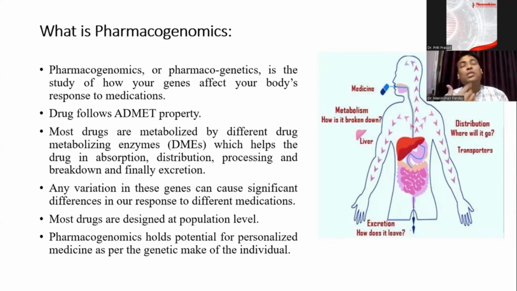At present we have drugs designed at the population level, that is, one drug fits all. But when you go for pharmacogenomics, it holds the potential for a drug at the individual level, at individual precision level, as per the genetic makeup of the individual.